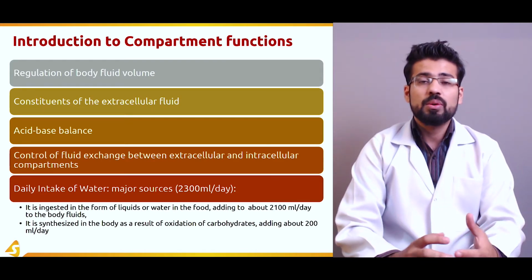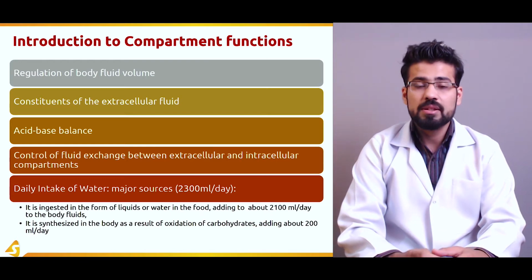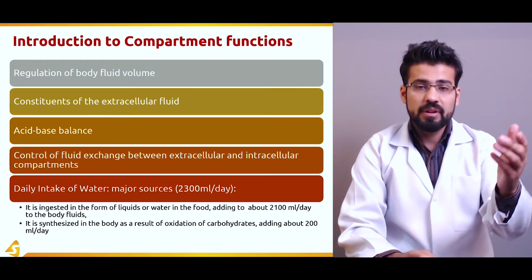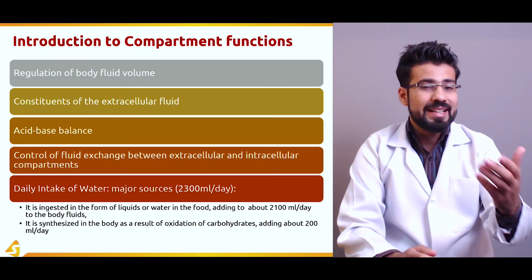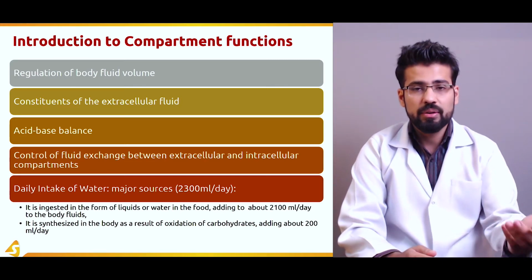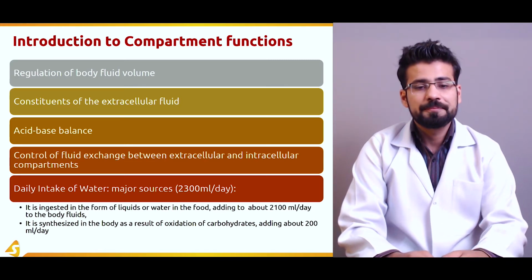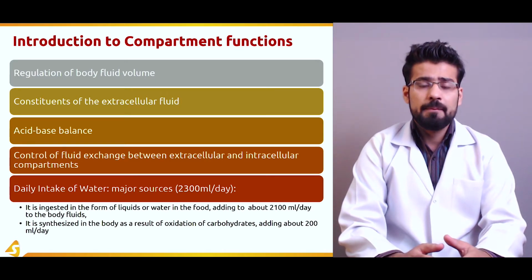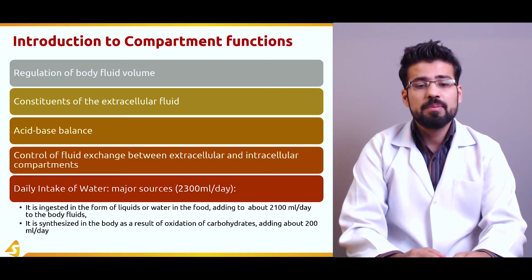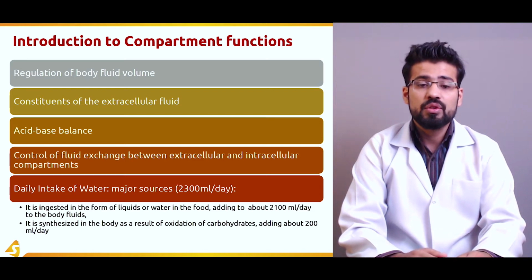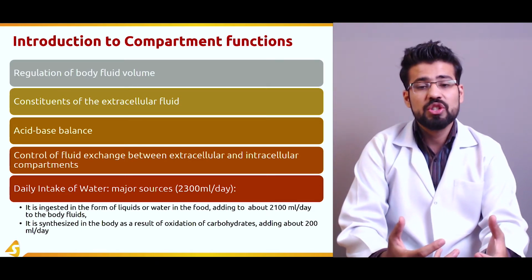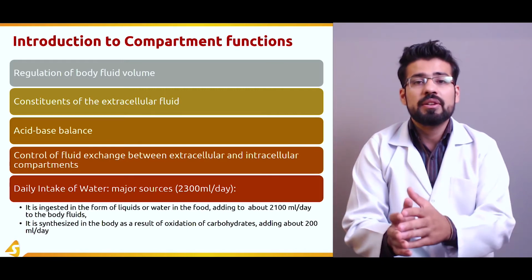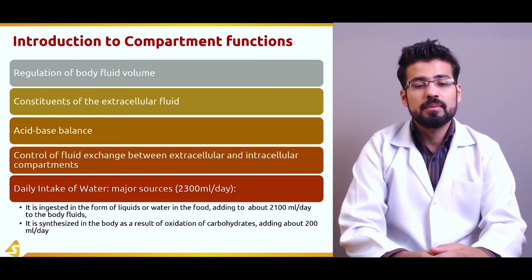We are going to discuss the constituents of the extracellular fluid and the different types, including the cerebrospinal fluid, interstitial fluid, and transcellular fluid, in the coming slides. We are going to discuss how this body fluid maintains the acid-base balance, and the different functions that control the fluid exchange between the extracellular and the intracellular compartments.